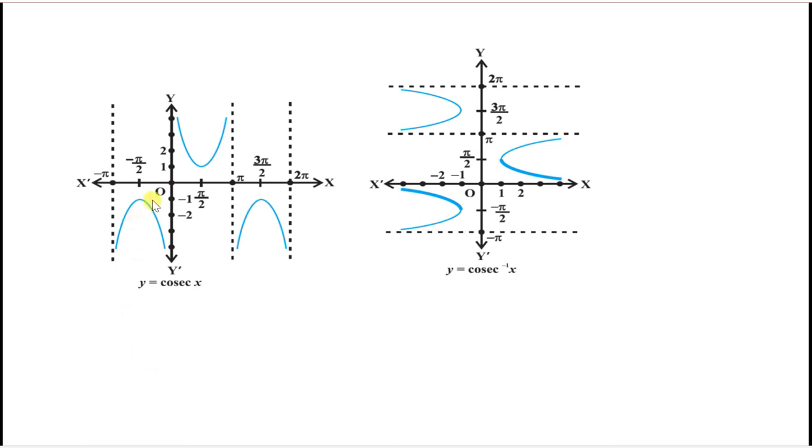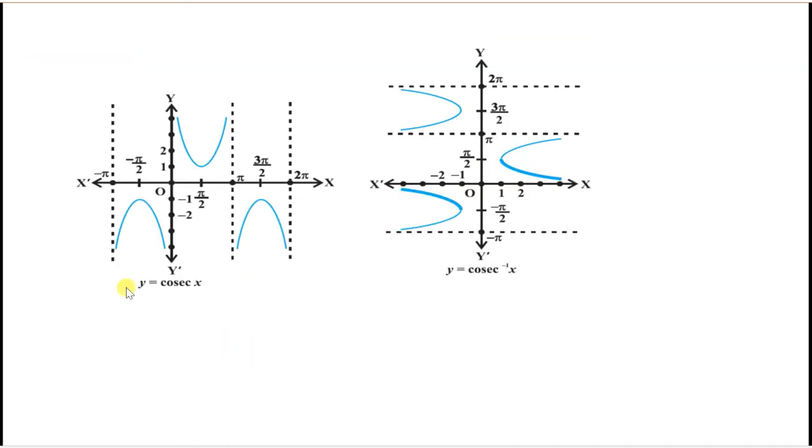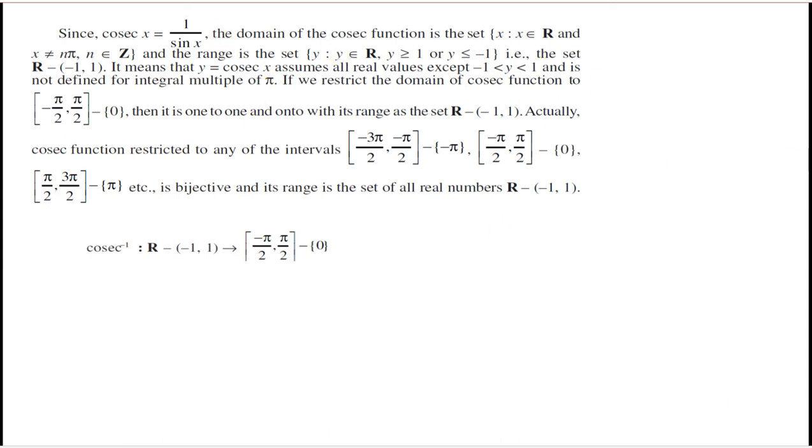Now, if we restrict the domain of the cosec x function to minus pi by 2 to pi by 2 except 0, then in that range it is one-one and onto. If we restrict the domain from minus pi by 2 to pi by 2 except at 0, then all the values of the cosec x function are covered in this part, and there is no repetition of values, meaning it is a one-one function. So it is invertible in this domain.